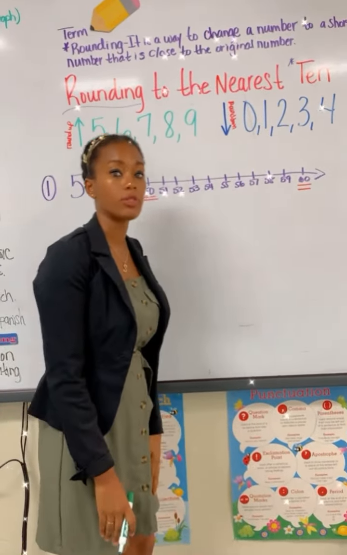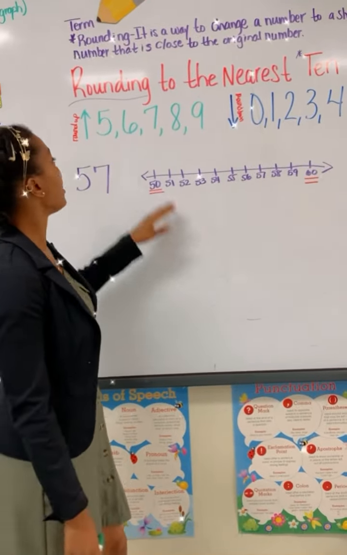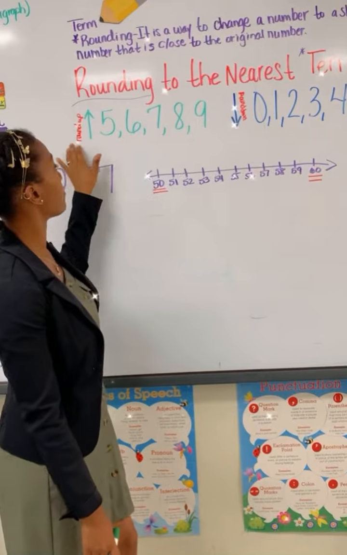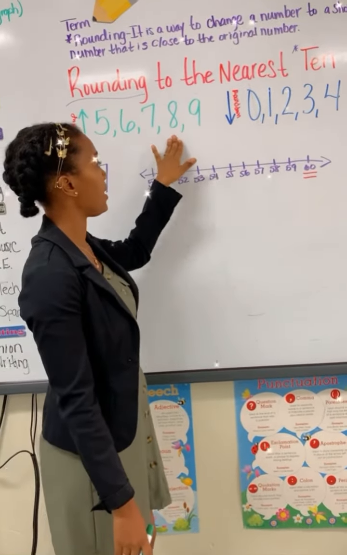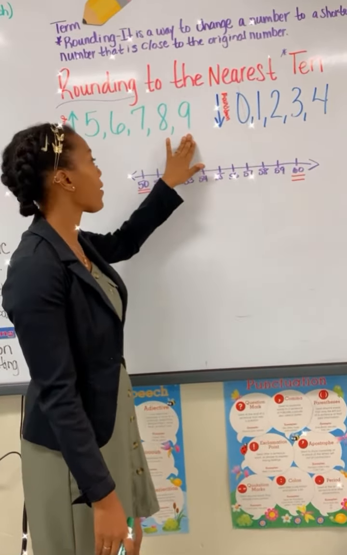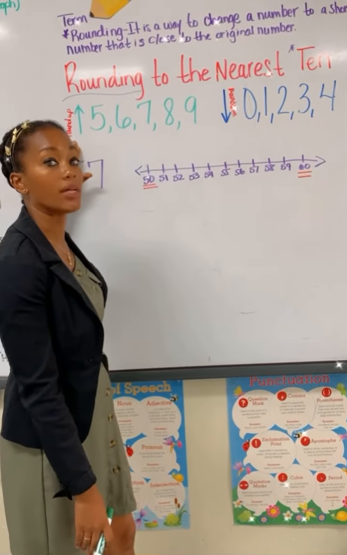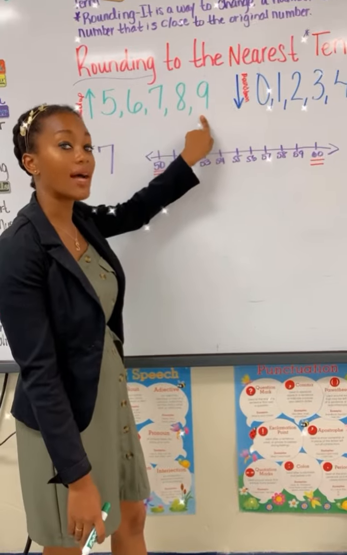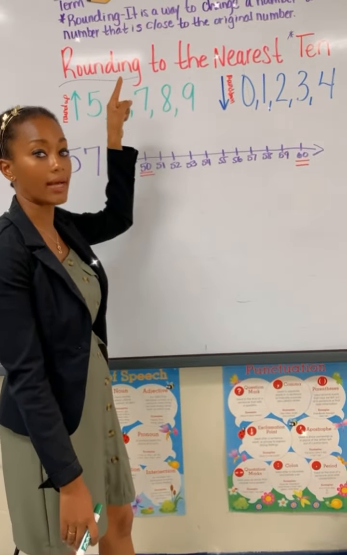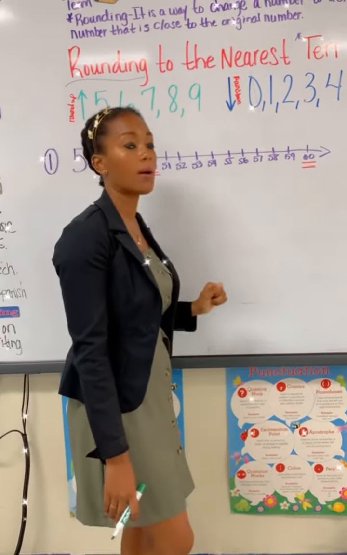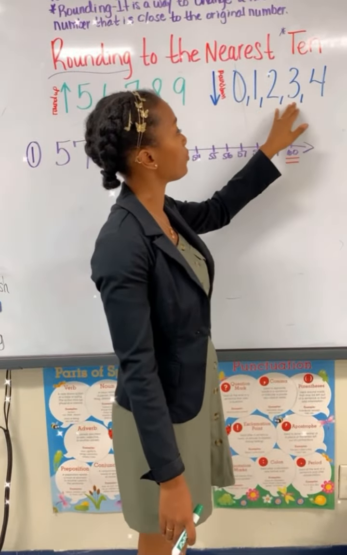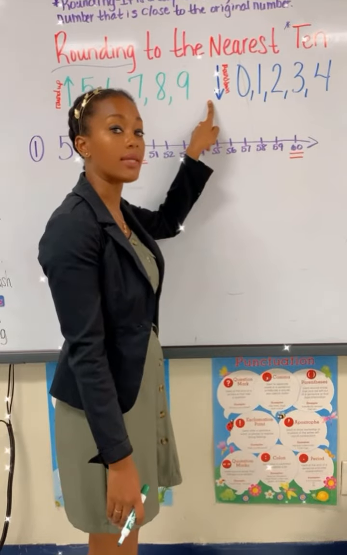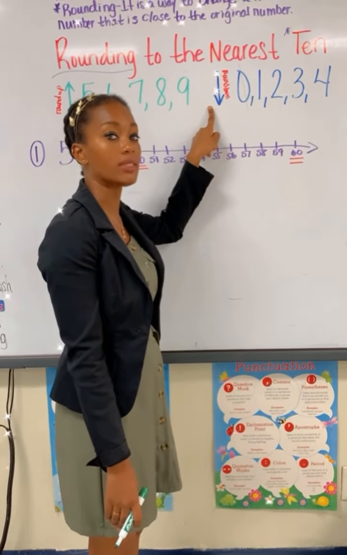But before we do so, let's look at some numbers. If we are going to round a number up, we're going to look at the numbers 5, 6, 7, 8, and 9. But we only care about these numbers if they are in the ones place. If you see any of these numbers in the ones place, that tells me to round up to the next number. But if I see a number such as 0, 1, 2, 3, 4, that tells me to round down and that my number in the tens place is going to stay the same.